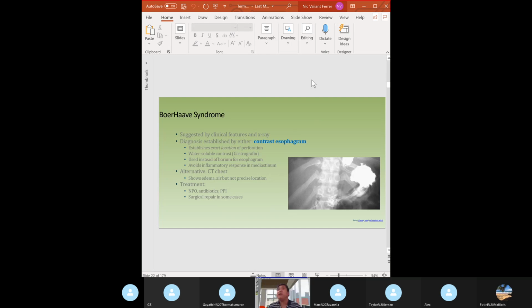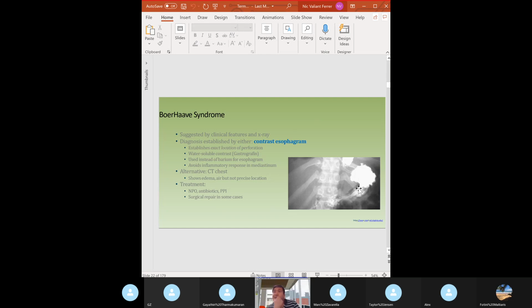So we use an agent that is much better than barium, which is gastrografin. Alternatively, you can do a CT of the chest, which can show edema and air, but not the precise location. What's the treatment? NPO, antibiotics and PPI, and surgical repair in some cases. So you can see here the esophageal perforation.